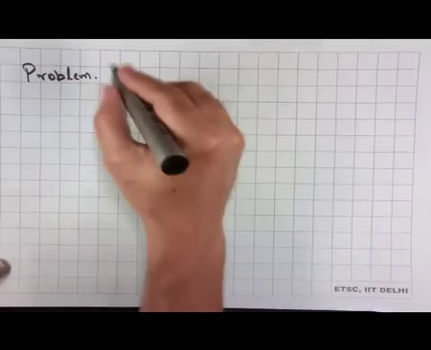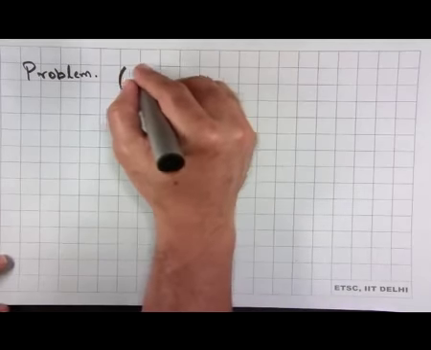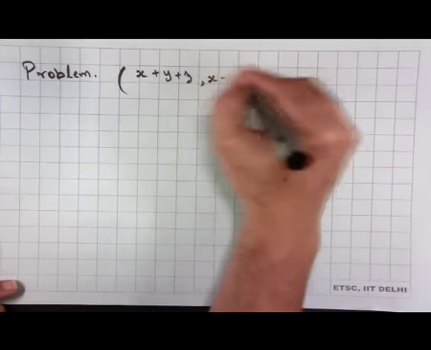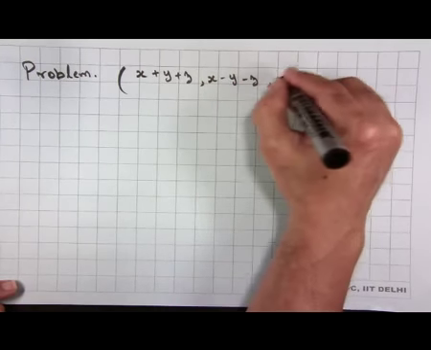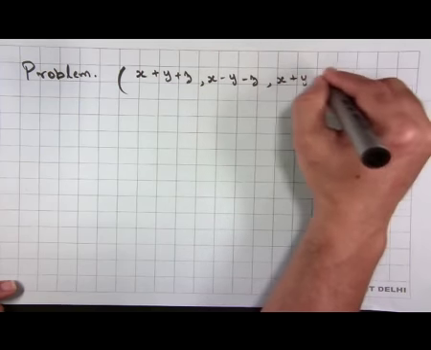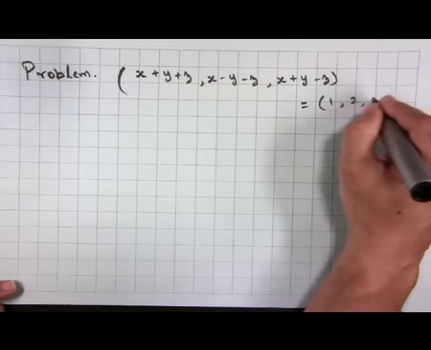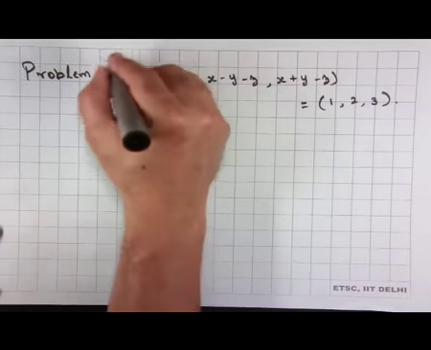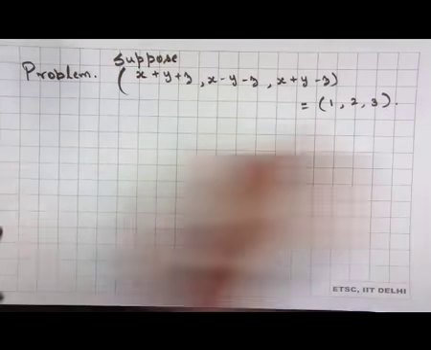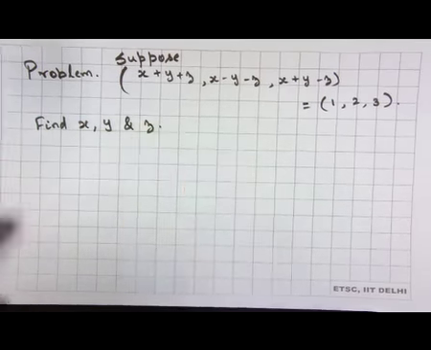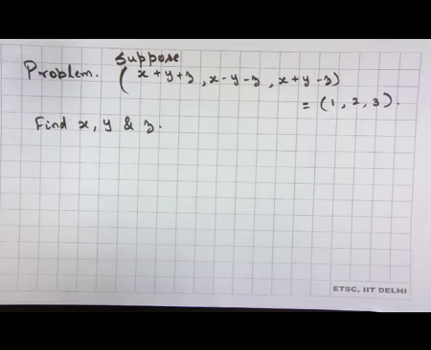Let us do one more problem at this stage. Supposing that we are given this one: the triplet (x plus y plus z, x minus y minus z, x plus y minus z) is equal to (1, 2, 3). Suppose this is what is given to us. Find x, y and z. You are given this.